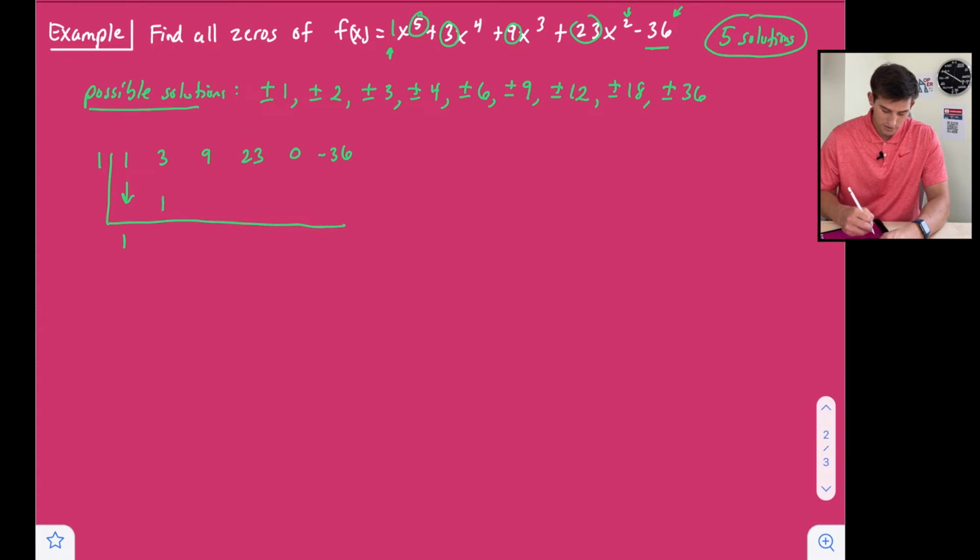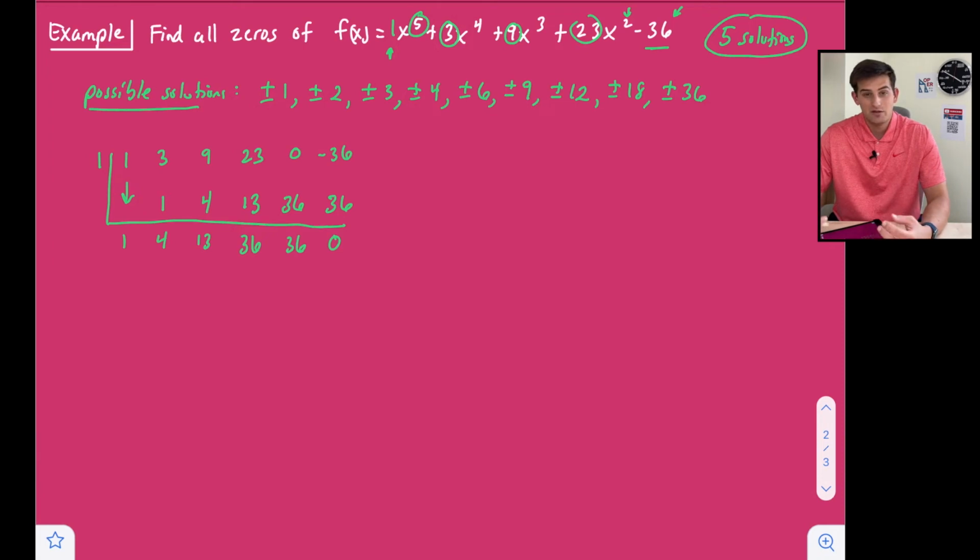times 1 is 1, 3 plus 1 is 4, 4 times 1 is 4. 9 plus 4 would be 13. 13 times 1, 13. 23 plus 13 is 36. 36 times 1 is 36. 0 plus 36 is 36. 36 times 1 is 36. And negative 36 plus 36 is 0. So the key there is we got a remainder of 0, which means 1 is a solution.